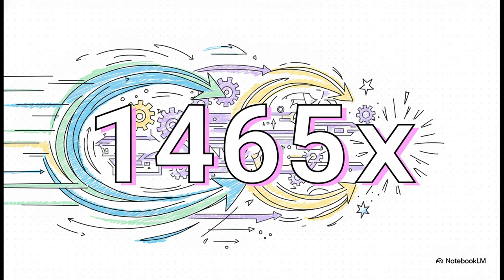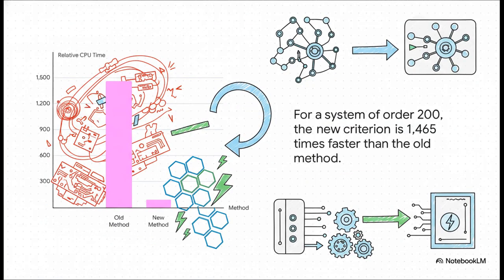It is over 1,400 times faster, 1,465 times. That's not just an improvement. That's a completely different ballgame. I mean, just look at this. It's not even a contest. What used to take almost 1,500 units of computing time now takes just 1. This kind of speed means engineers can run safety checks constantly, in real time, which is absolutely vital for things like our national power grid.